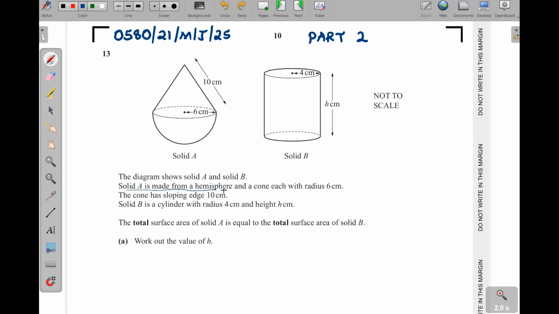Solid A is made from a hemisphere and a cone, each with a radius 6 centimeters. The cone has the sloping edge 10 centimeters. This is the one here. Solid B is a cylinder with radius 4 centimeters and height h centimeters. The total surface area of solid A is equal to the total surface area of solid B, and they want us to calculate for the value of h.